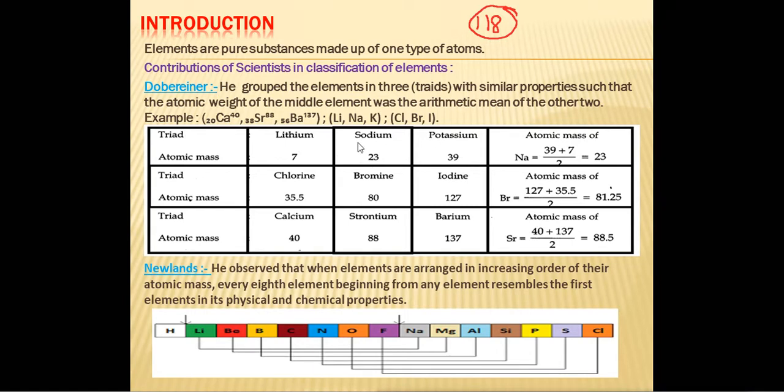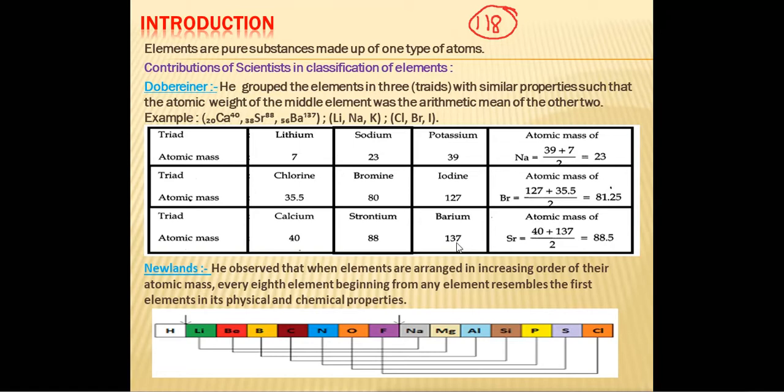So he said that the atomic weight of the middle element will be the mean, the arithmetic mean of the other two. Likewise for chlorine, bromine and iodine, if we take the atomic mass of chlorine and iodine and get a sum of these two and divide it by 2, we'll get 81.25. That is almost similar to the atomic weight of bromine.